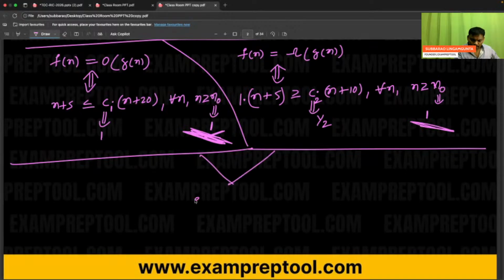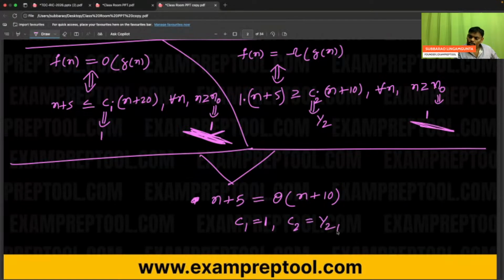Can we see this one? f of n means n plus 5. n plus 5 is theta of n plus 10, where C1 is 1, where C2 is 1 by 2, where n0 is 1. From 1 onwards, for some constant C1 big O, for some constant C2 omega is possible.